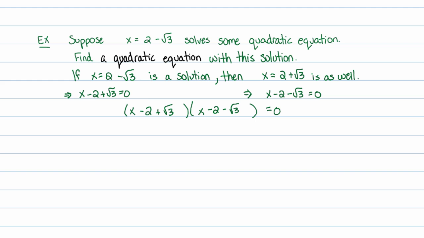And I'll do a colored distribution. In other words, I'll take x in black here and distribute it to each of the terms over here. And then I'll do negative 2 and distribute it in blue.